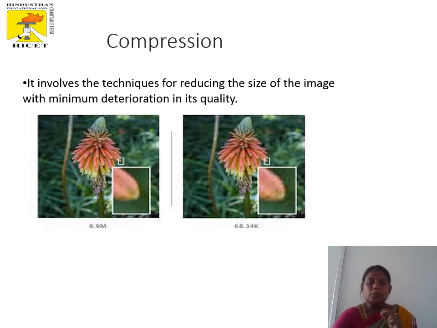And the diagram shows that in the first diagram the size of the image, 8.9 MB, is very high, but after the compression is applied, the size of the image is reduced to 68.34K and the quality of the image is increased.